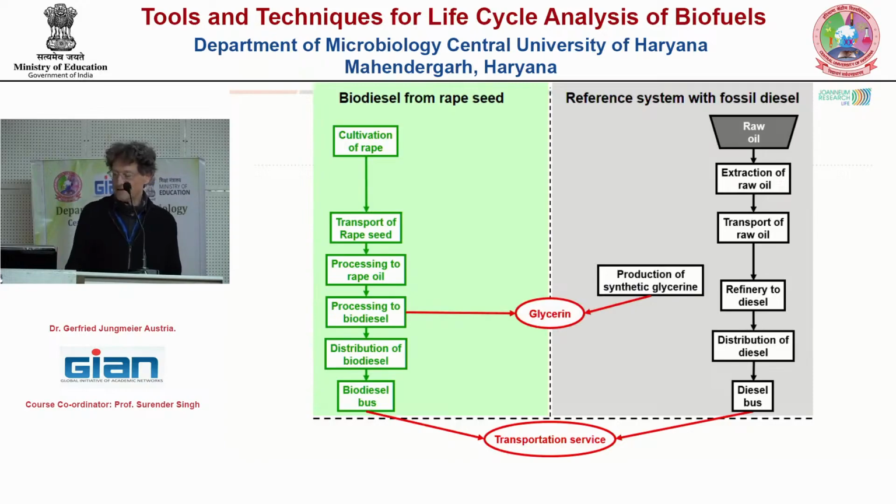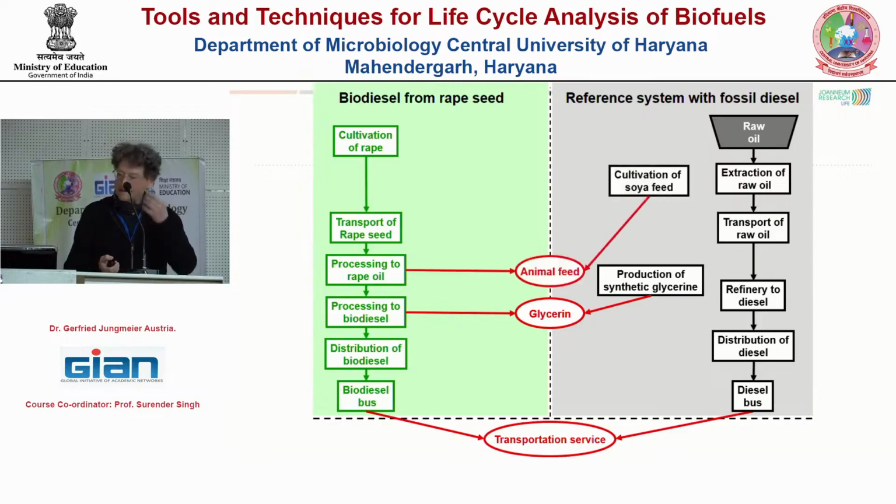But then we have the glycerin as a byproduct. The reference case is that you can make synthetic glycerin out of natural gas. This is the biggest commercial way because we have quite a high demand for glycerin, and that can also be made from natural gas. But if you make it from biodiesel, of course, you avoid the emissions of making glycerin from natural gas.